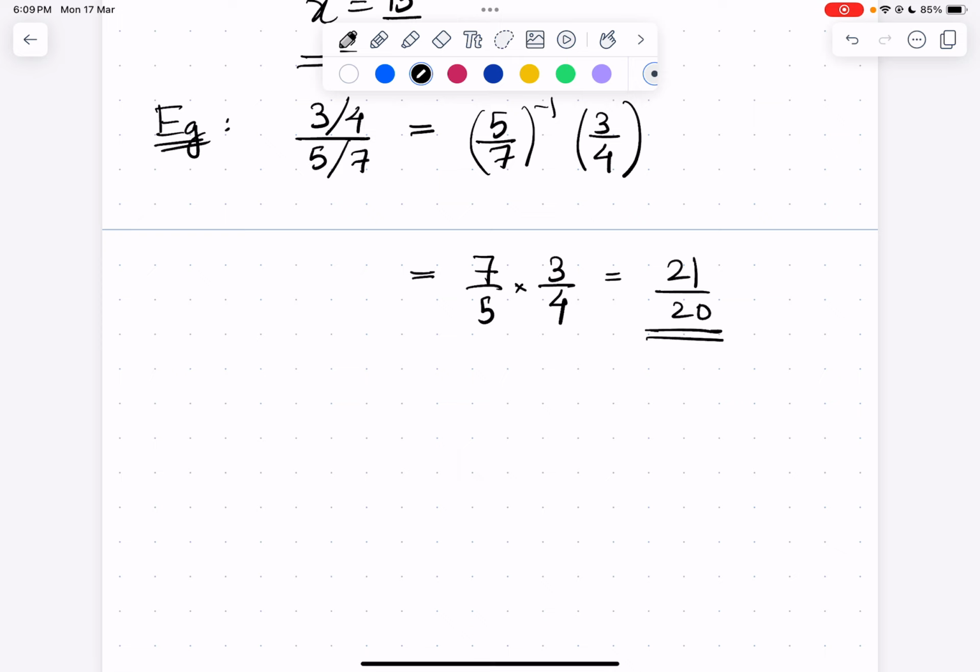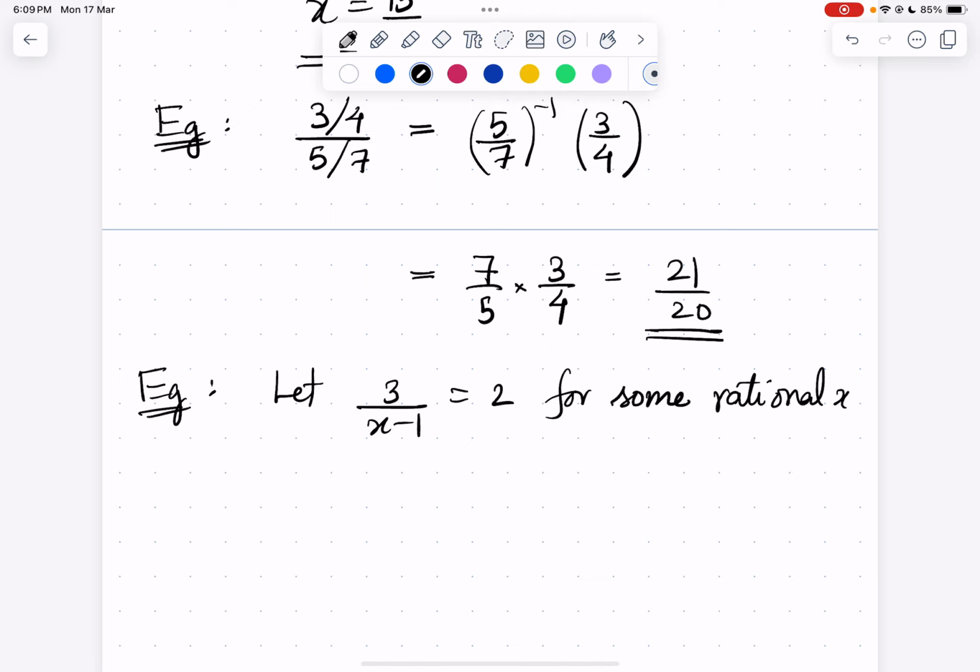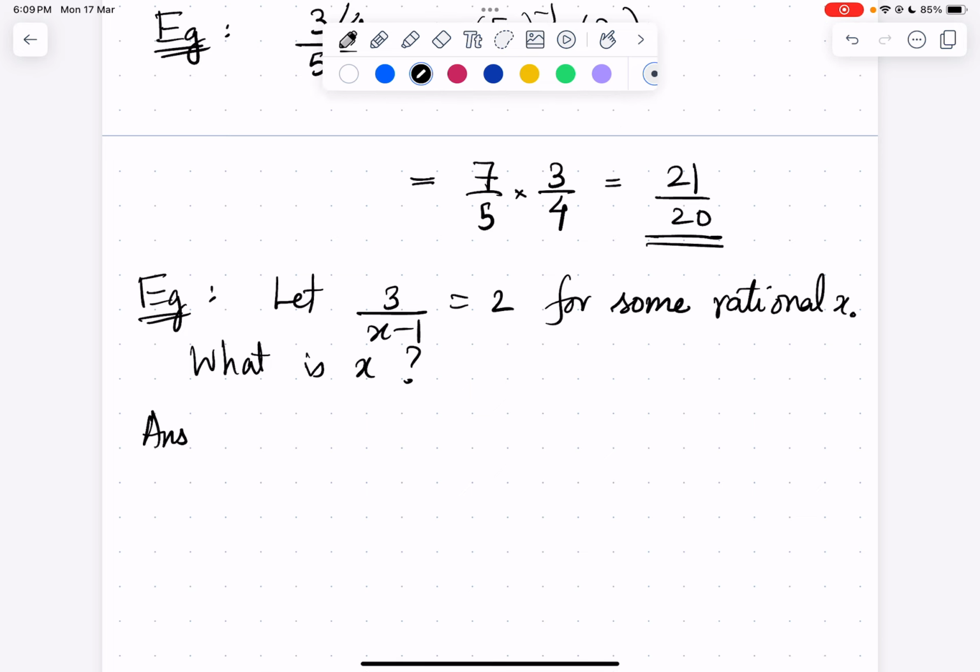So 3 by 4 by 5 by 7, the ratio of these two rational numbers, is 21 by 20. Another example. Let 3 by (x minus 1) equals 2 for some rational x. Then what is x? So we have this equation, 3 by (x minus 1) equals 2.